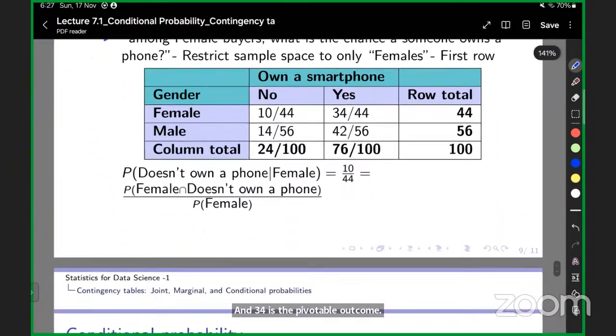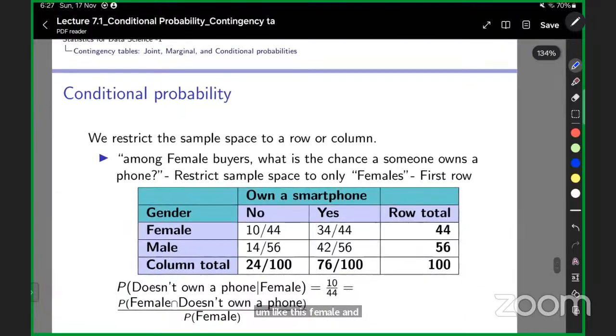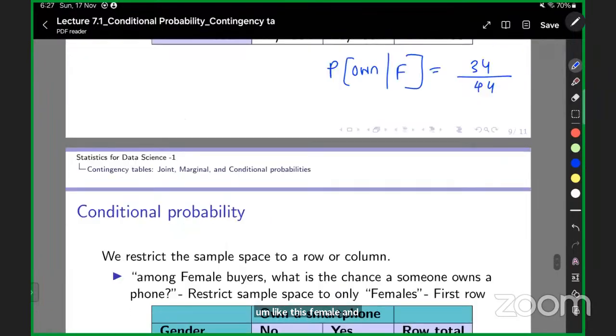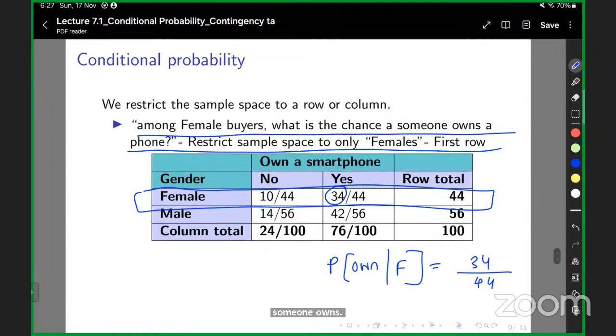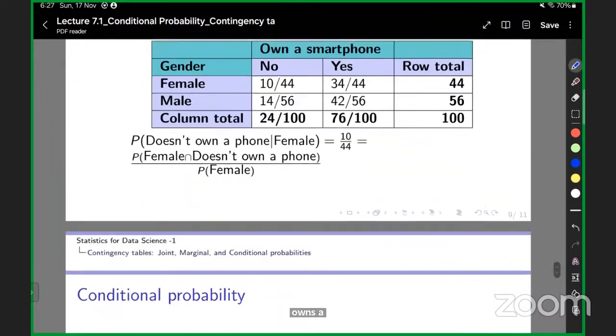Like this: female, and owns or doesn't own a phone. So among females, what is the chance someone owns a phone? Yeah, correct.